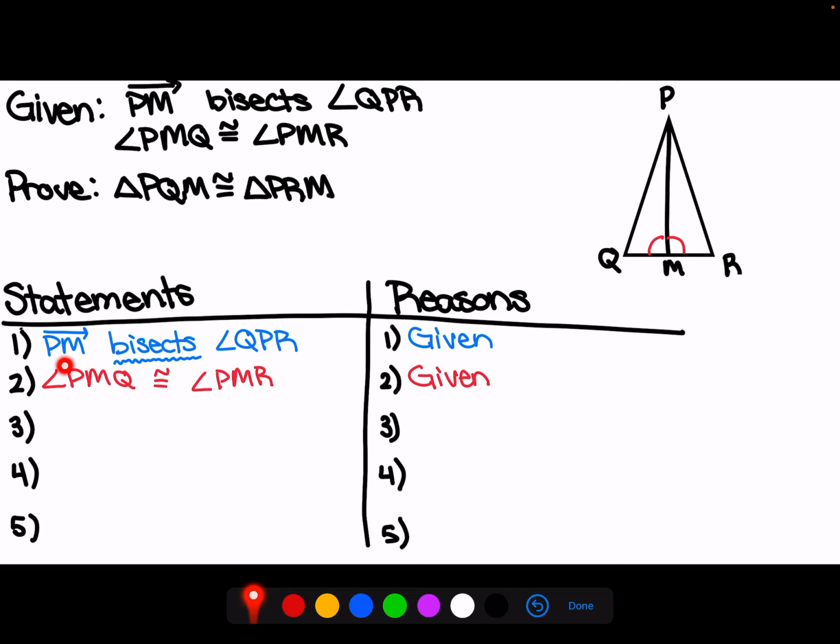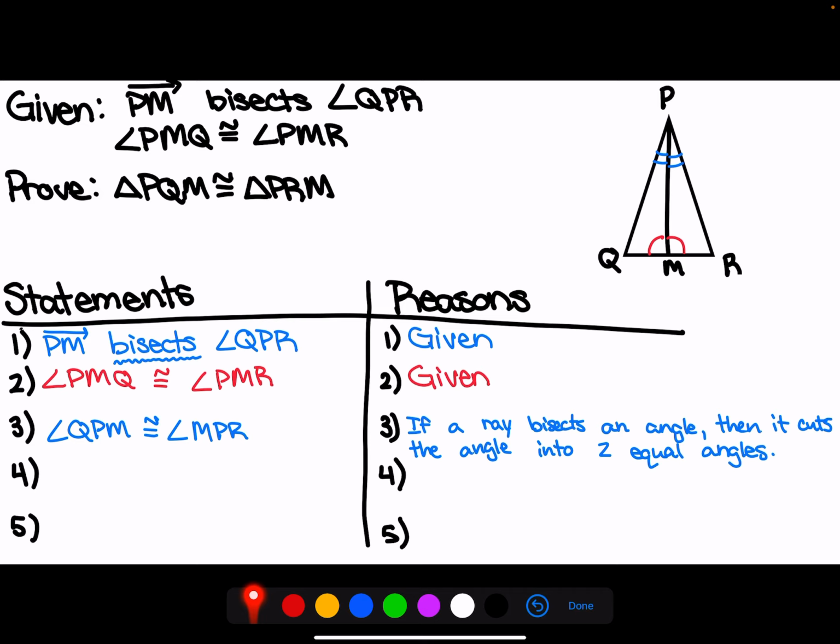However, ray PM bisecting angle QPR. Bisection tells me that something's occurring. If a ray bisects an angle, it splits it into 2 equal pieces. So therefore, I can say angle QPM is congruent to angle RPM, because if a ray bisects an angle, then it cuts the angle into 2 equal angles. So these 2 angles are equal in measurement because they are being bisected by this ray.